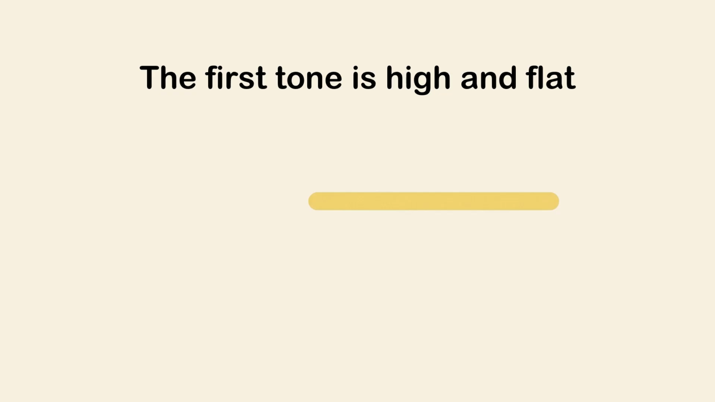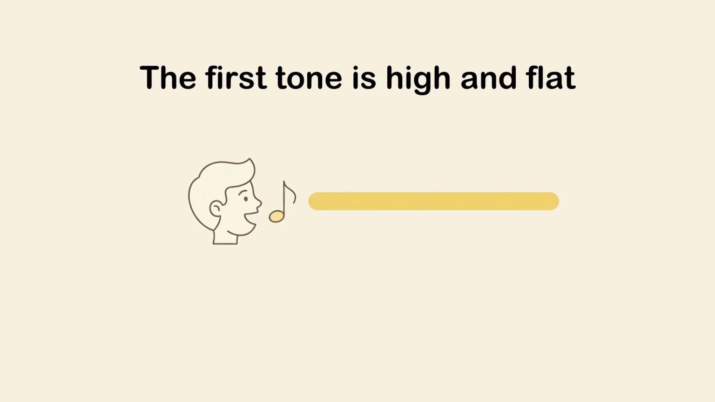You just need to understand the general feeling of each one. Let's start with the first tone. The first tone is high and flat. Your voice stays up and steady. It doesn't move. It's almost like you're holding a musical note. Imagine you are singing one clear high sound and just keeping it there. That steady level sound is the first tone.